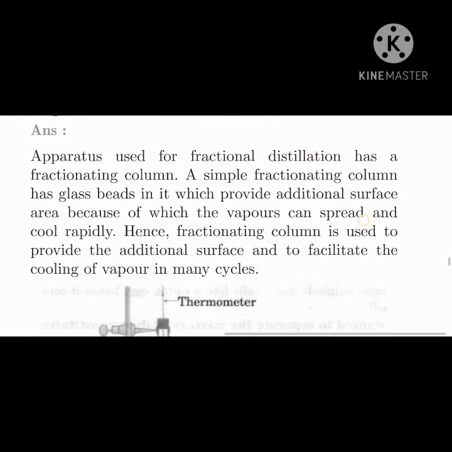So the answer is, the apparatus used in case of fractional distillation has a fractionating column. So this is one equipment. A simple fractionating column has glass beads. So it has glass beads in it which provide additional surface area, because of which the vapors can spread and cool rapidly. Hence, the fractionating column is used to provide the additional surface and to facilitate the cooling of vapor in many cycles.